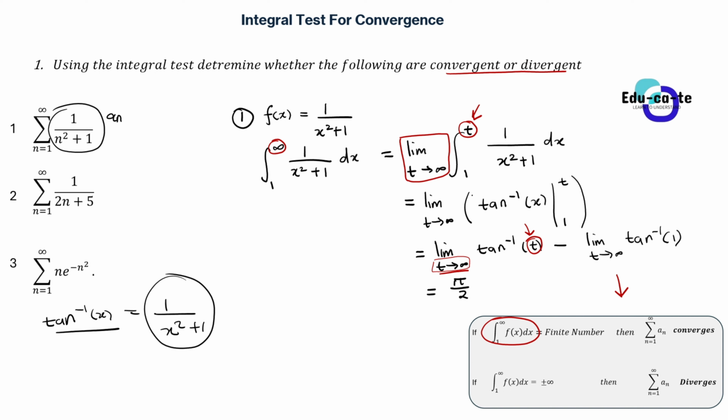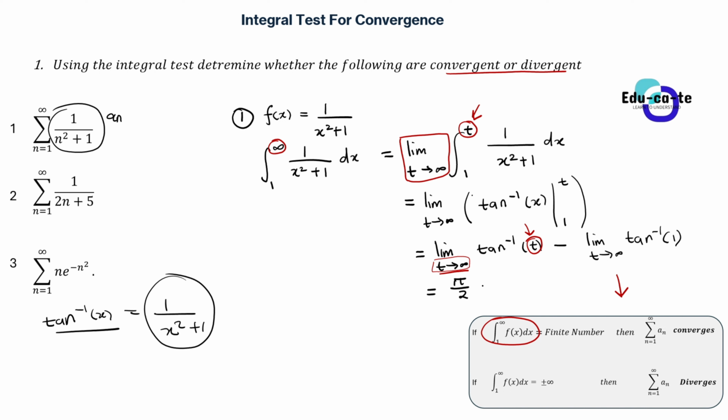So if you put numbers in for t and keep on increasing them, you start with 10, then 100, 1000, 10,000, 100,000 and so on. You are going to see 89.99999. It shows that the value is approaching pi over 2, which is 90 degrees.